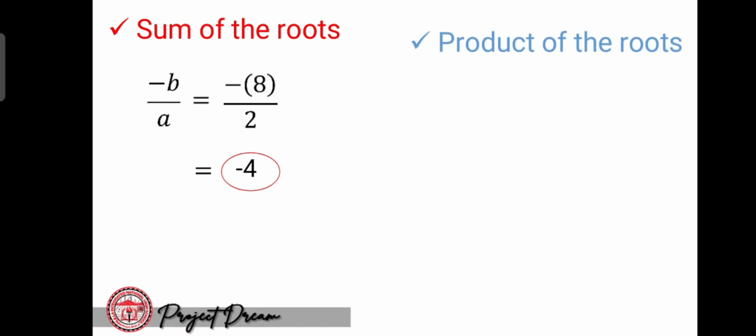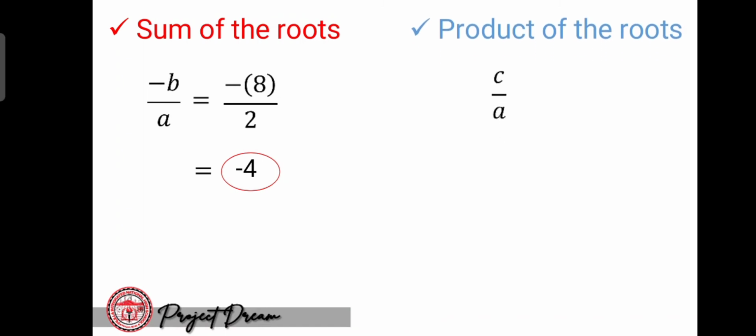How about the product of the roots? Let us copy the formula, which is c over a. Then substitute the value of c, which is negative 10, and a is equal to 2. Now, let us simplify negative 10 divided by 2. So, it becomes negative 5. Therefore, the product of the roots of the given equation is negative 5.